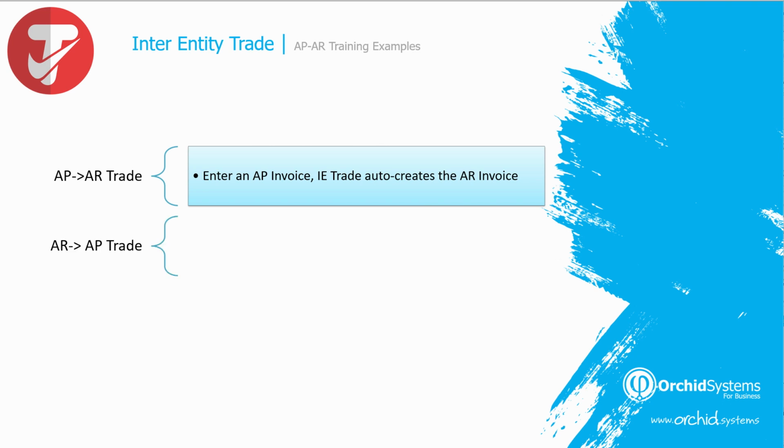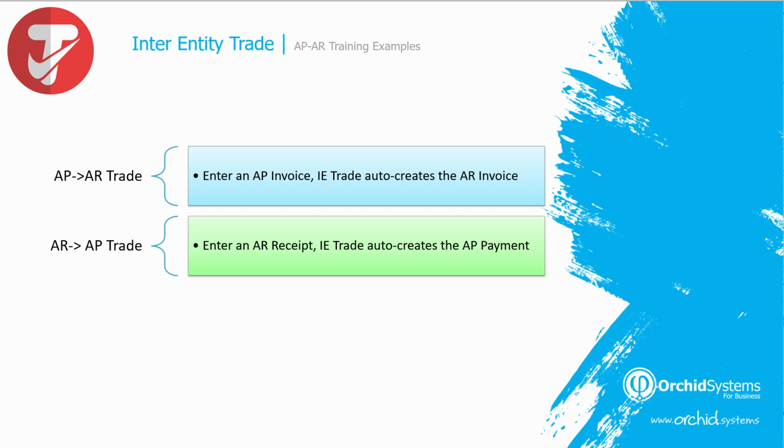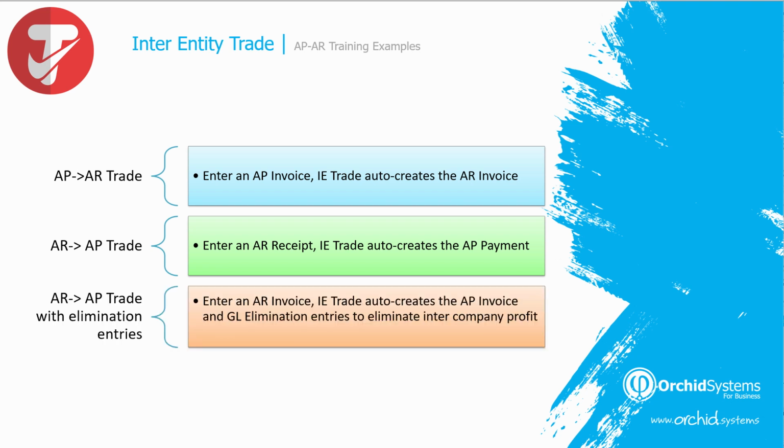The second example we're going to do is AR to AP trade. We're going to enter an AR receipt and let Inter-Entity Trade auto-create the AP payment. And the third example we're going to do is AR to AP trade with elimination entries. We're going to enter an AR invoice and let Inter-Entity Trade auto-create the AP invoice and the GL elimination entries to eliminate the intercompany profit in our elimination company.